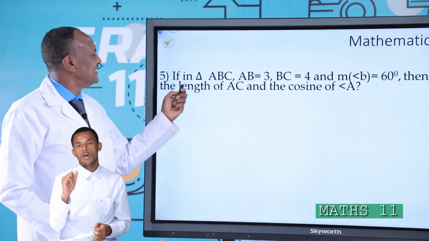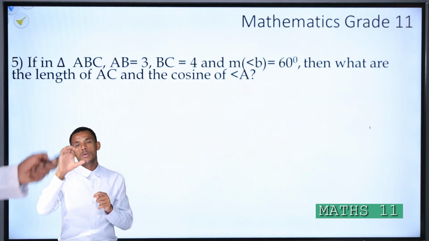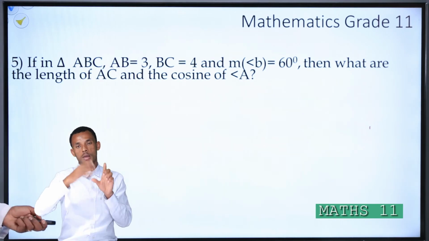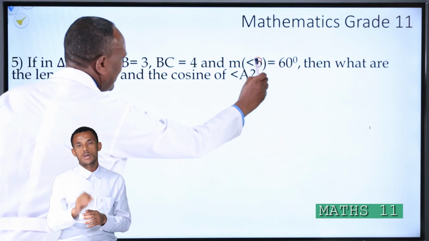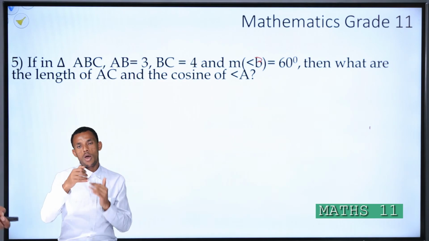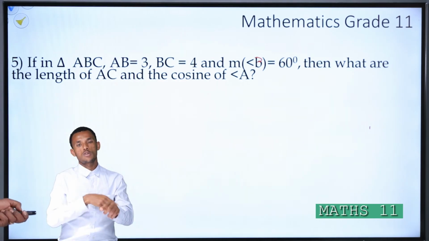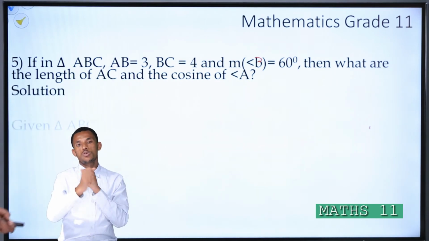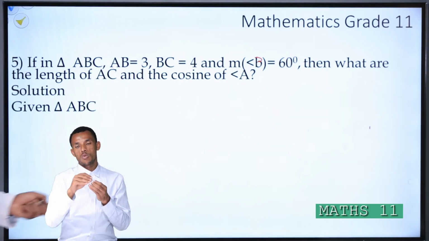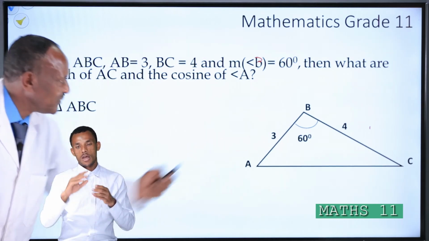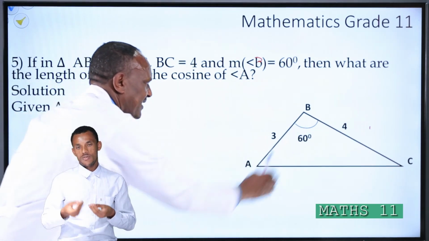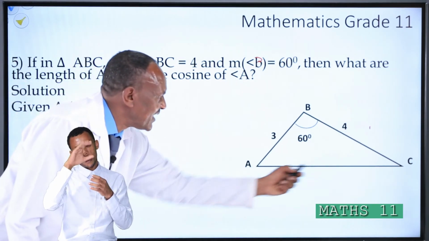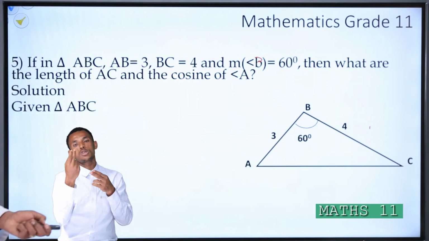The other one: in triangle ABC, AB is equal to 3, BC is equal to 4, and angle B is equal to 60 degrees. Then what are the lengths of AC and the cosine of angle A? To find this solution, we have to use this triangle. What is given? The two sides are given. The included angle is also given. You can find the value of AC by using the cosine law.